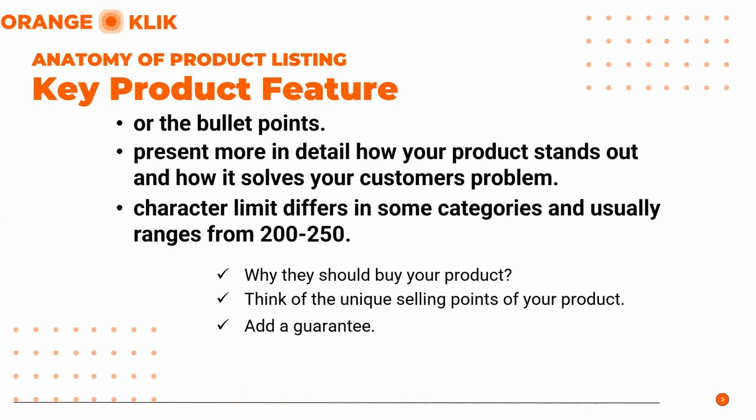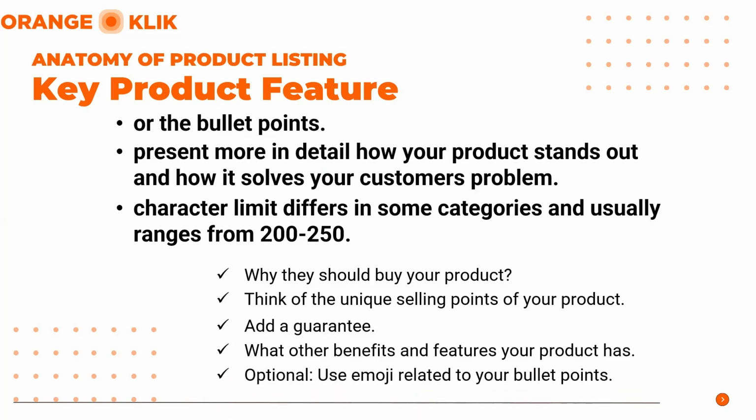Write bullet points in a way that makes the customer imagine using your product. Use words they usually use and that will really resonate with them when they are using that product. You can use emojis that are related to your bullet points. And be careful of using emojis because using too many of them can make your product listing a bit childish or tacky. So it has to be well related to the current selling point or feature that you are stating.